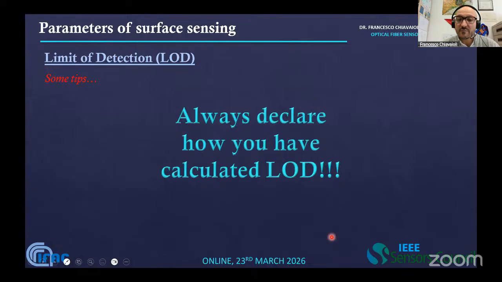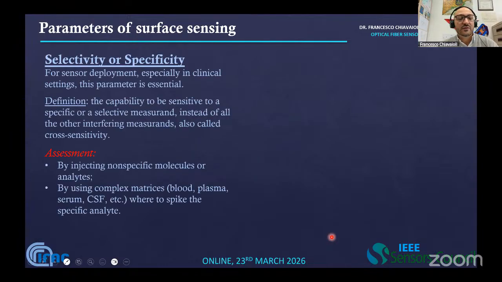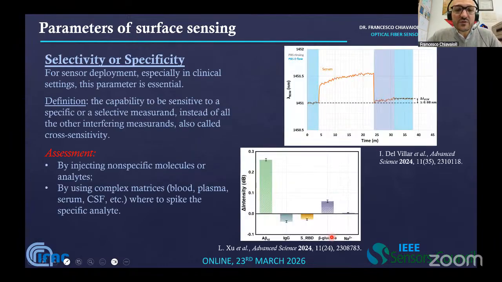In any case, the take-home message is that you need to declare how you have calculated the LOD. Another important parameter in biosensing and chemical sensing is the selectivity or specificity, which is the capability to be sensitive to a specific measurement instead of all the other interfering measurements, also called cross-sensitivity.